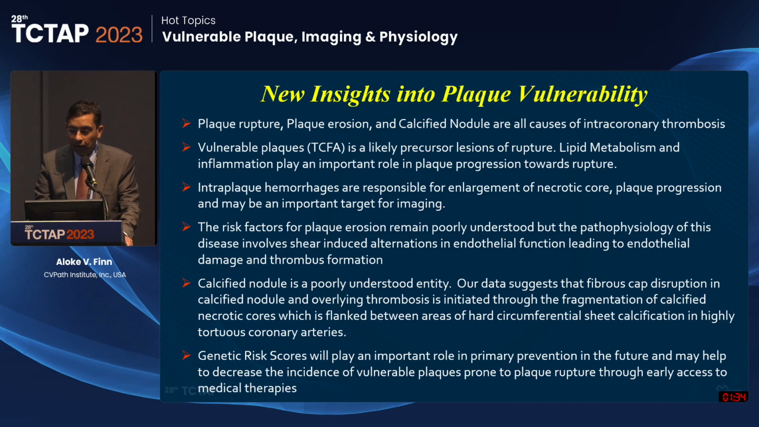The vulnerable plaque is likely a precursor lesion of rupture. I think lipid metabolism and inflammation play an important role. Intraplaque hemorrhages, which I didn't discuss, really are important for an enlarged necrotic core. The risk factors for plaque erosion remain poorly understood, as well as for calcified nodule, but I think we are beginning to understand more about those. Genetic risk scores will play an important role in primary prevention in the future and may help decrease the incidence of vulnerable plaques through early access to medical therapy.